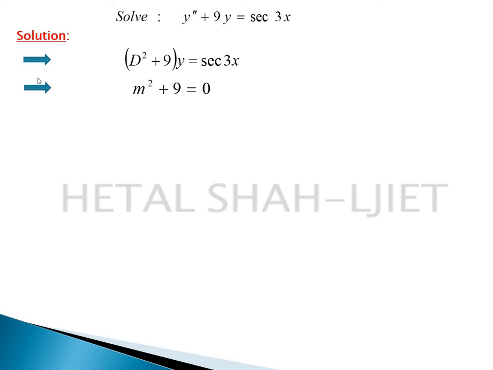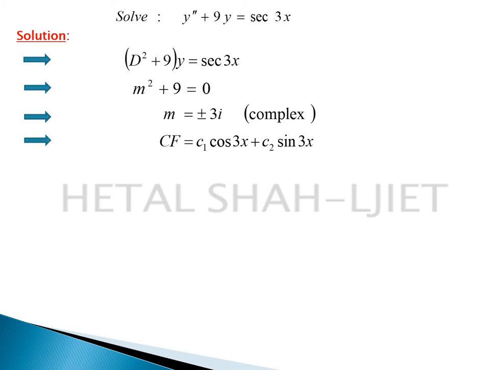This is the auxiliary equation. This is our non-homogeneous equation. For solving this, first we have to find the complementary function, and for that we first write our given differential equation in the auxiliary form, that is m square plus 9 equals 0. The auxiliary form is the multiple of y, putting m in the place of D, so m square plus 9 equals 0. So the roots are m equals plus or minus 3i, which is complex.